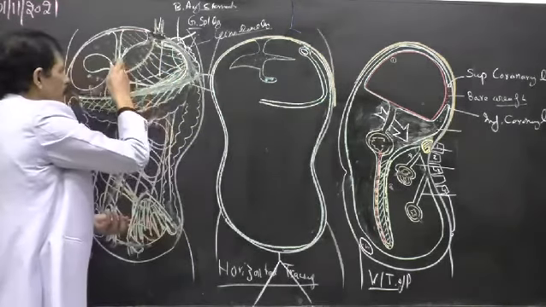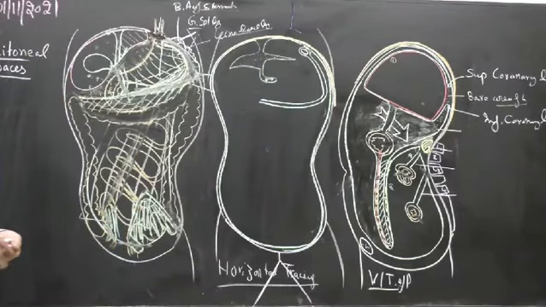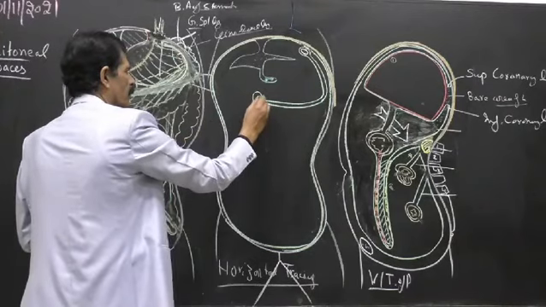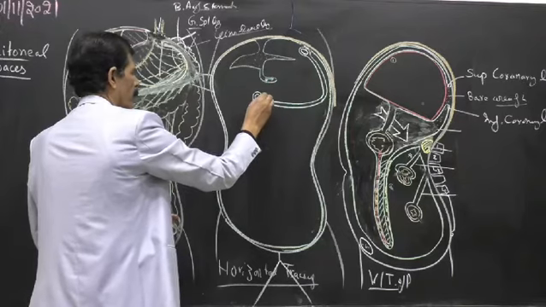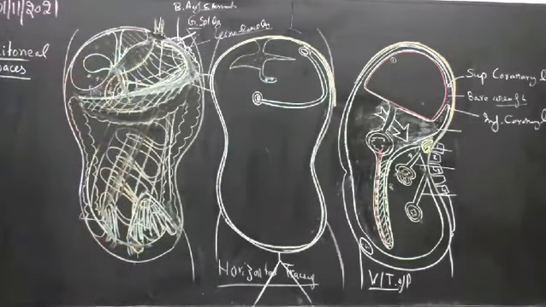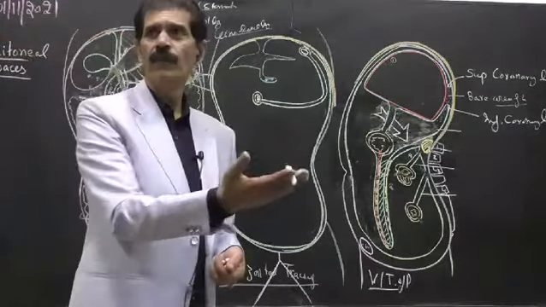Then we have to cut the gastroduodenal junction. This is the gastroduodenal. Here we cut the duodenum. So this is how to understand this diagram. Horizontal tracing or the vertical.